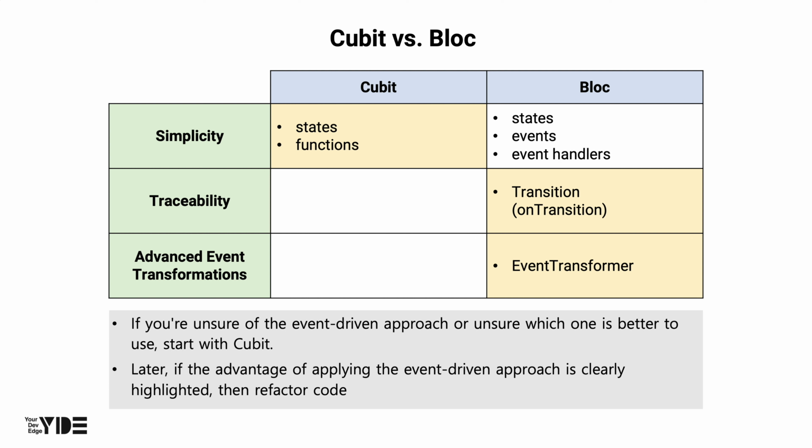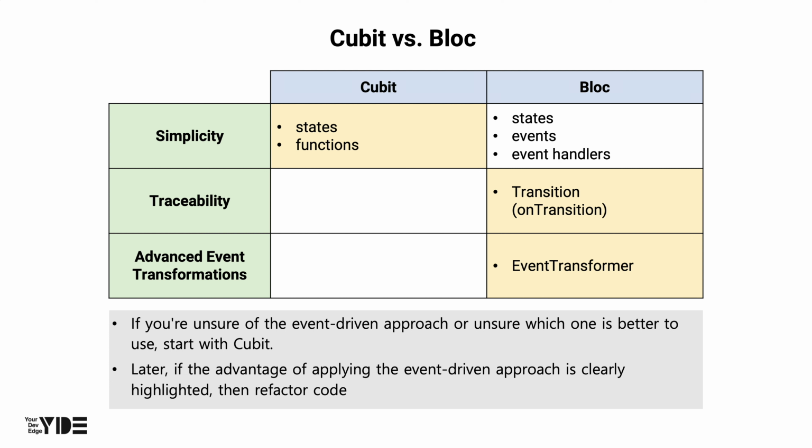When the result is the same but the cause is different, there is a definite advantage in being able to trace the cause. Another feature is the event transformation function. This can be very useful if you need to do some pre-work before handling the event in the event handler. For example, it's easier to apply a debounce function to reduce the search volume.